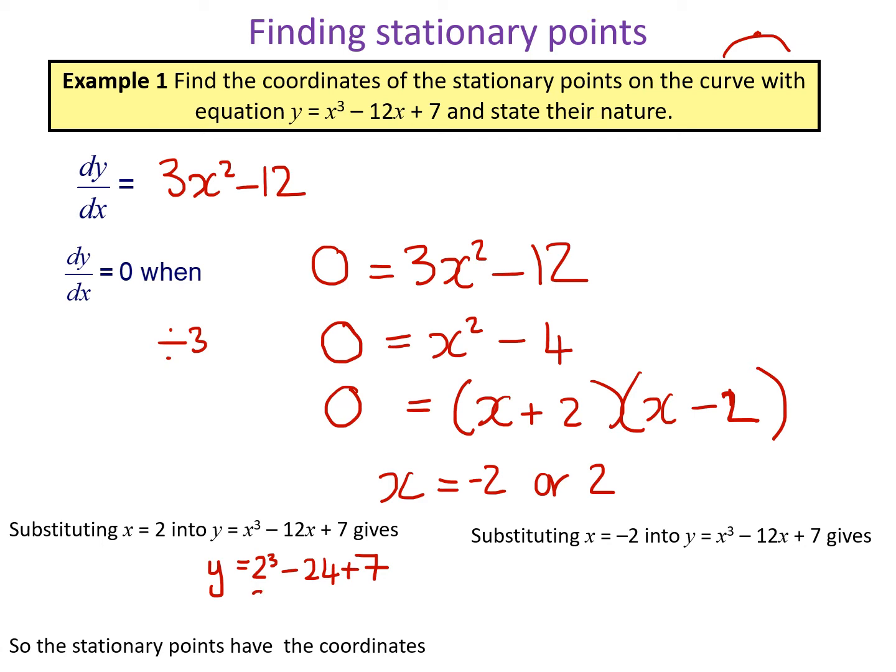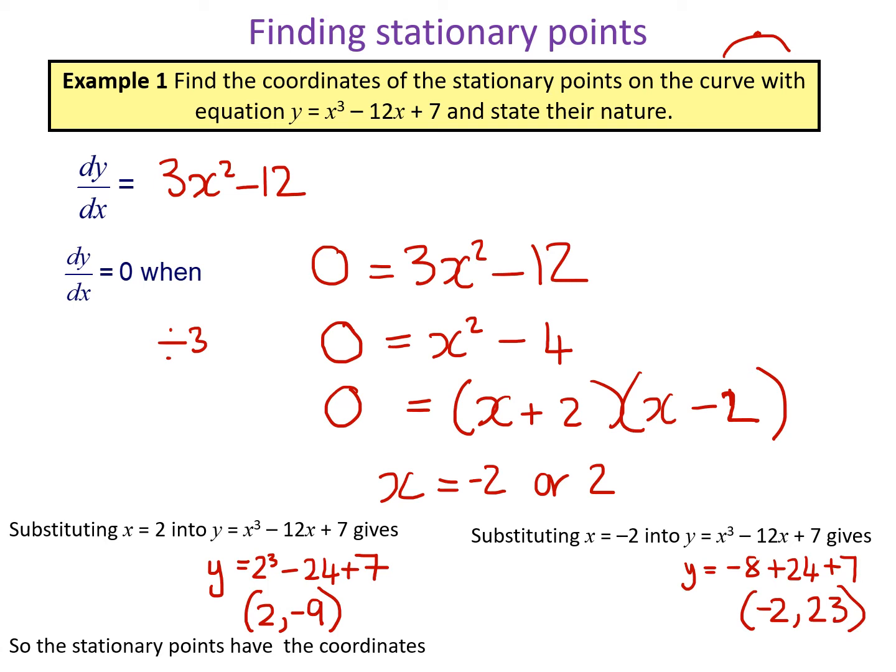So that's 2, minus 9. That's one coordinate of the stationary point. For the other coordinate, I put minus 2 into there. So minus 2 to the power 3 is minus 8. Add 24 this time and add 7. So that's 16, and 16 add 7 is 23. So that's the coordinate minus 2, 23.